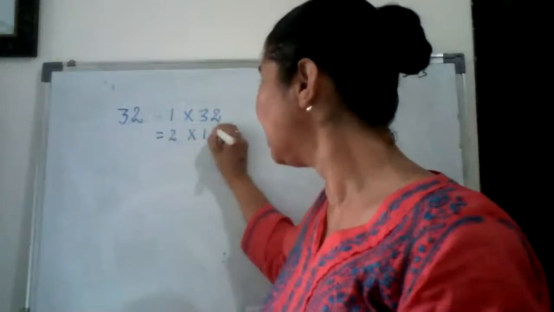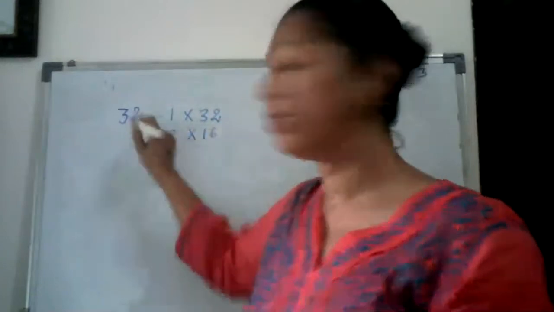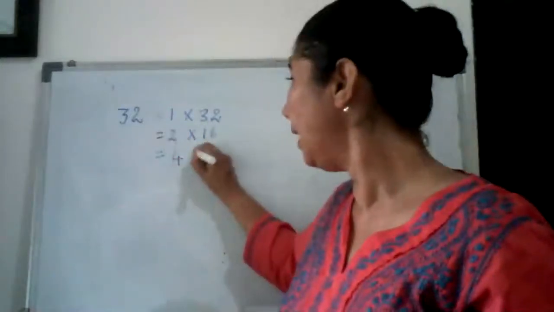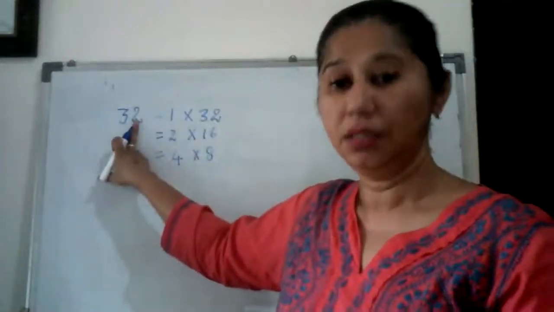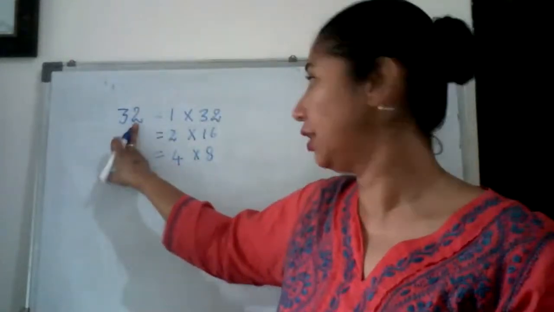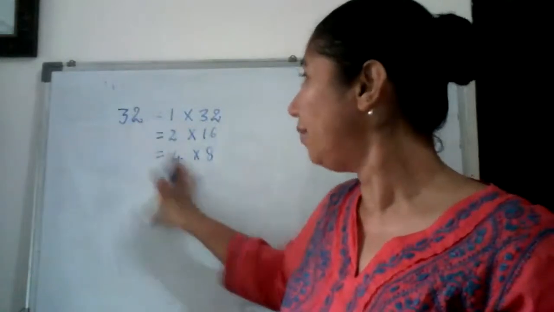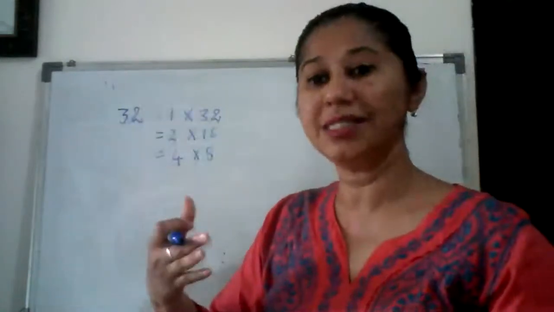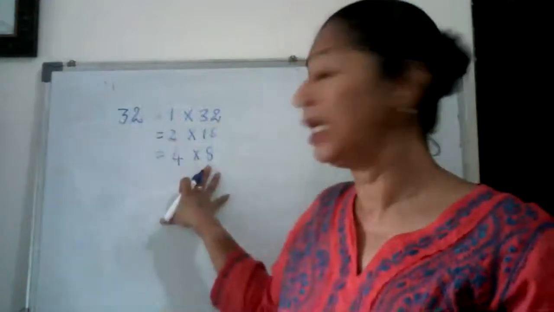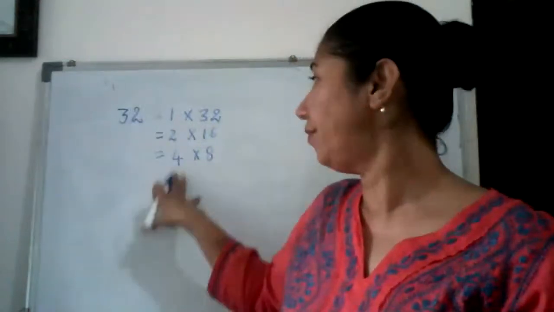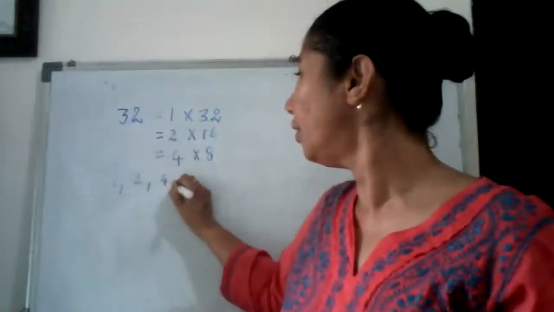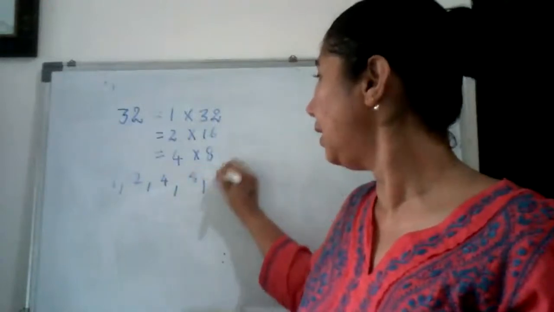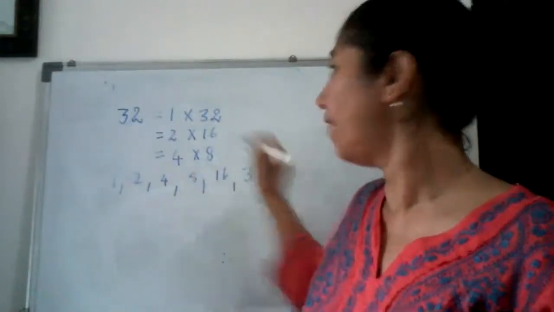So 2 16s are 32. 3 plus 2 is 5, so that doesn't work. So we go with 4. So 4 8s are 32. 4, 5, not at all, because 0 and 5 are not in the units place. So it is not. Okay. Then we move on to 5, 6. You know that in 6 table 32 does not come. So directly it will move on to 8. And you know that 8 4s are 32. And with this listing we get that 1, 2, 4, 8, 16 and 32 are factors.